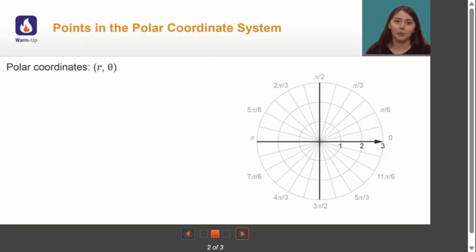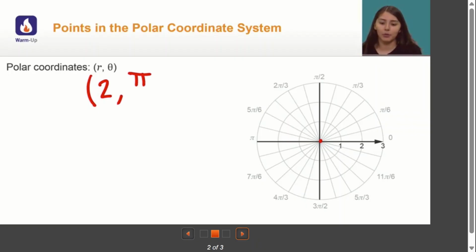When plotting points on the polar coordinate system, we begin at the origin of the polar axis. We first work with the polar angle value and then extend the radial distance to plot the ordered pair. Let's look at an example. Our first example is going to be (2, pi over 3).